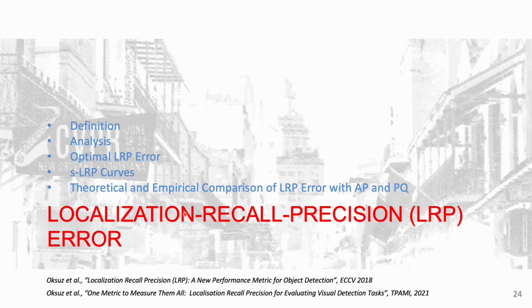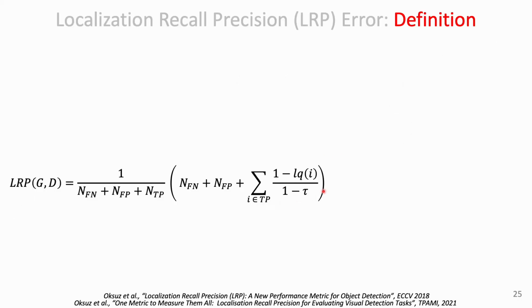Now, let us look at localization recall precision error, in short LRP error. First, I will introduce LRP error in detail. Then we will analyze LRP error in terms of the important features, similar to how we analyzed average precision and panoptic quality. Note that LRP error was introduced independently from panoptic quality in 2018. In the first part of our tutorial, Emre introduced LRP briefly, and now I will provide a more detailed coverage.